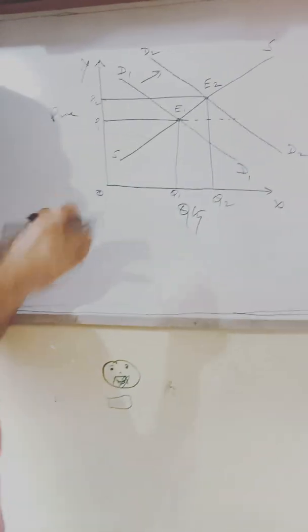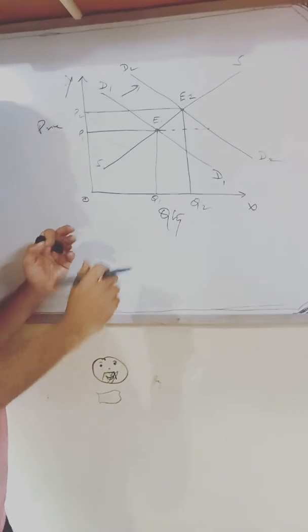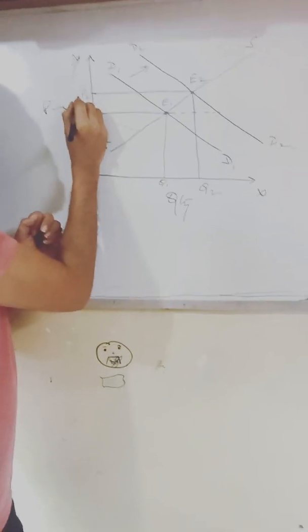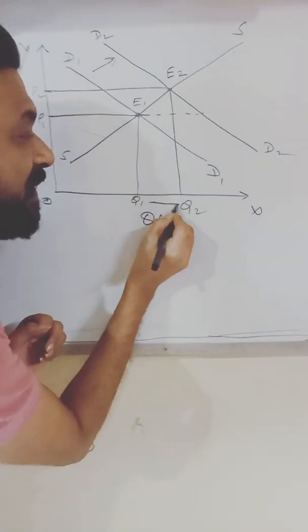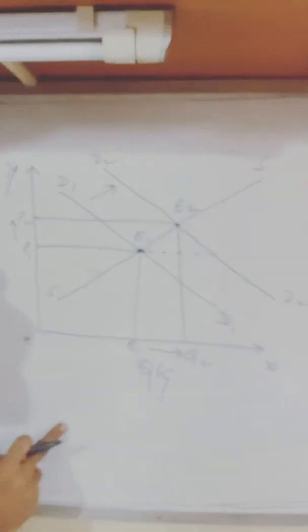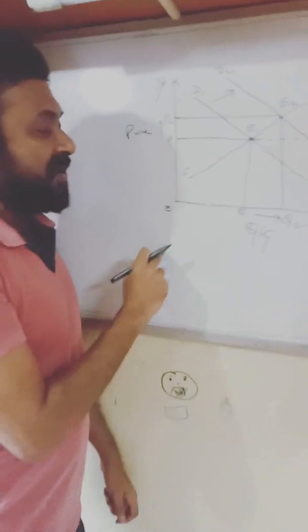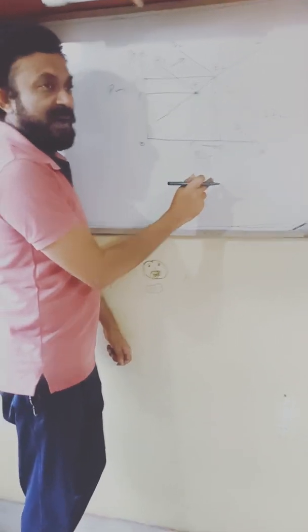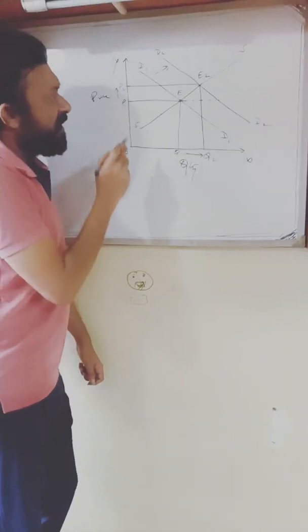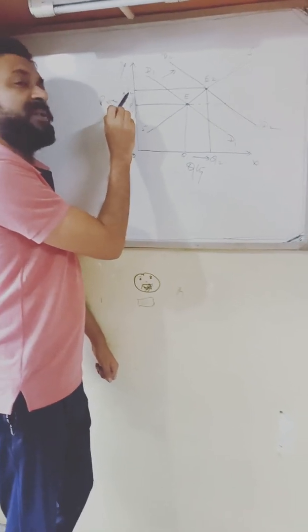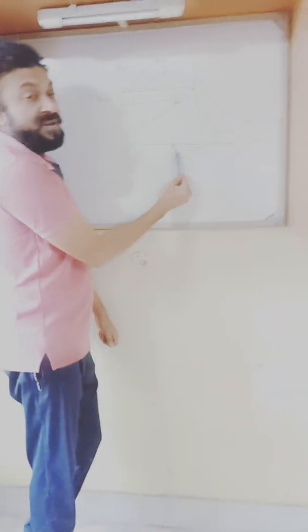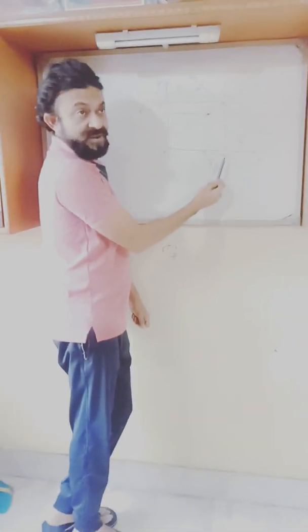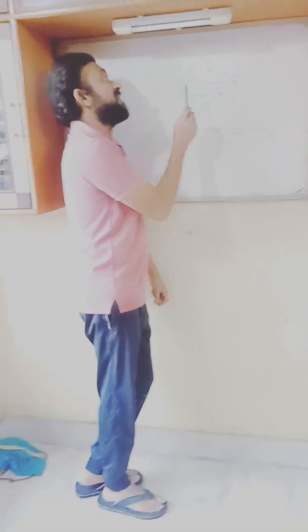Now, ultimately what we are going to write in the written part after this: equilibrium price rises, equilibrium quantity also rises. This is what we are going to write at the end. At the end, we have to write as an answer, because of increase in demand, the equilibrium price increases and the equilibrium quantity also increases. This is the answer to the question.